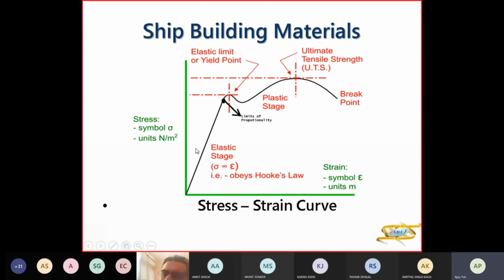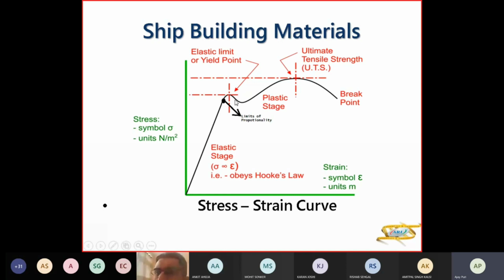When you are pulling a material, it returns back to its original position as per Hooke's law. So your stress is directly proportional to strain, or sigma is directly proportional to epsilon. Limit of proportionality is a point till which the material follows Hooke's law. That means you remove the stress, it'll come back to original position, and the stress is directly proportional to strain till this point. At the yield point also, if the stress is removed, it'll come back to original position. Only, between the limit of proportionality and the yield point or elastic limit, the material will not follow Hooke's law. That means the strain is not directly proportional to stress.